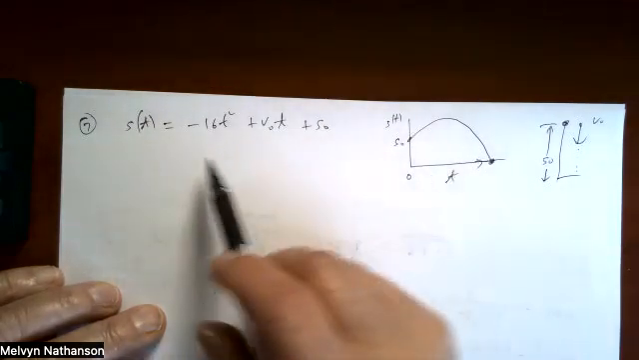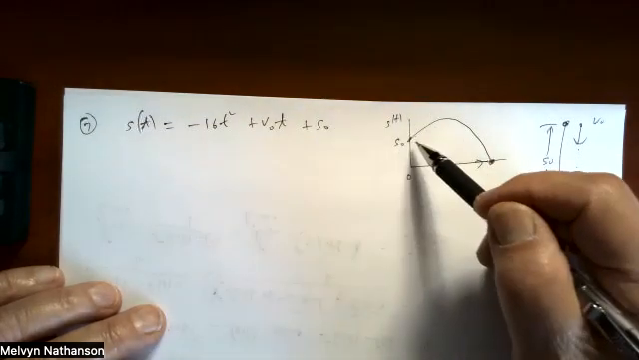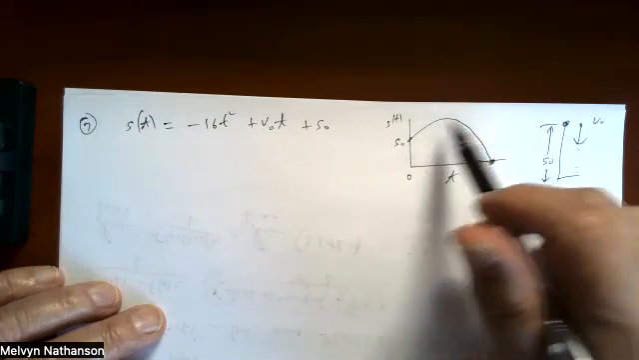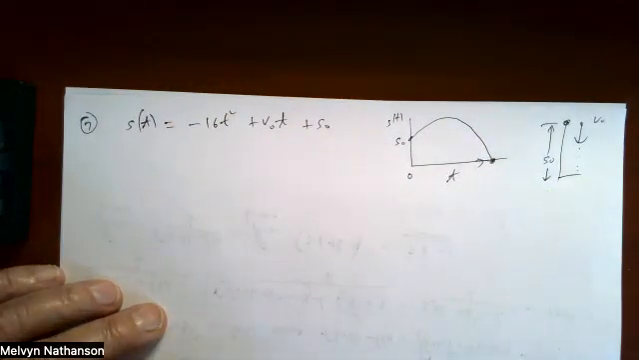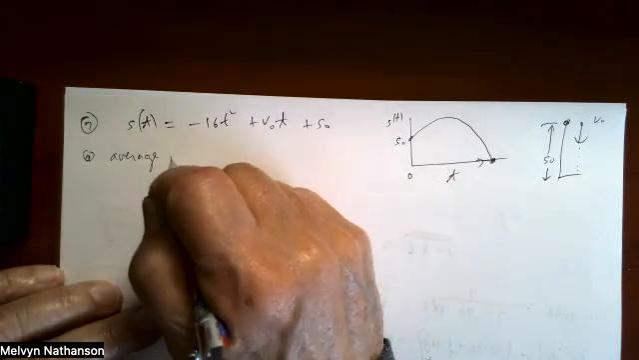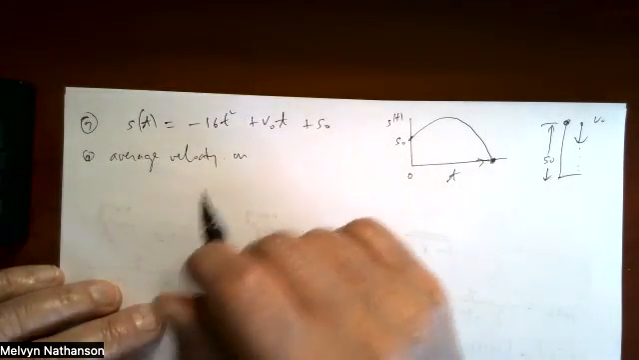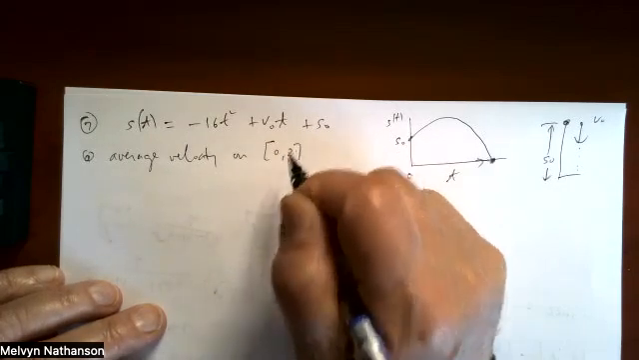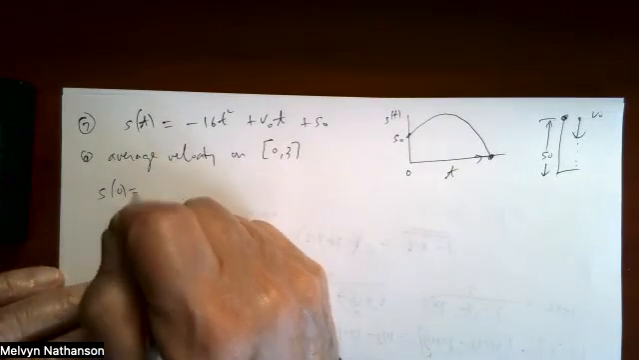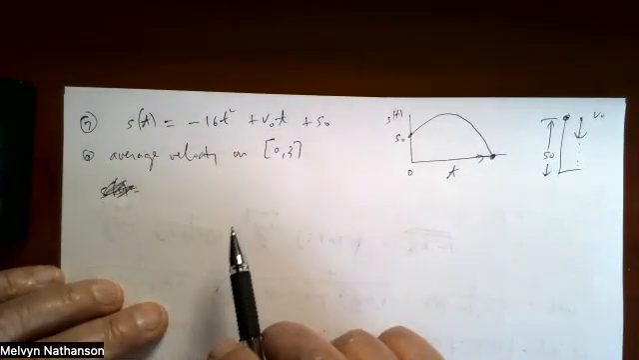So as a function of time, this is a quadratic with a negative leading coefficient. So the trajectory is a parabola. It's parabolic, opening downwards. It always looks like that. What's the average velocity on the interval from 0 to 3? Well, at time 0, s of 0, oh, I'm sorry. So this is the general formula.